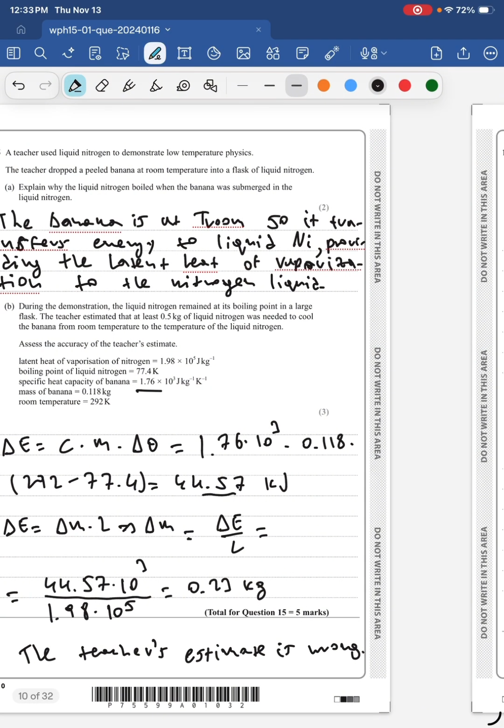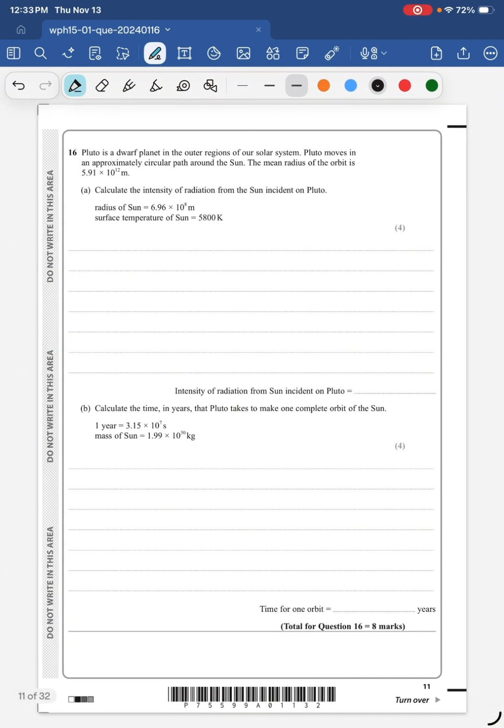All right. This was question 15. Let's move on to question 16. Pluto is a dwarf planet. For some of us, it's still a planet in our hearts, but okay. Dwarf planets are planets that do not have their own clear orbital path. This is the definition, okay? Meaning that the orbit of the planet does not cross the orbit of some other object, okay? So anyway, Pluto is a dwarf planet in the outer regions of our solar system.